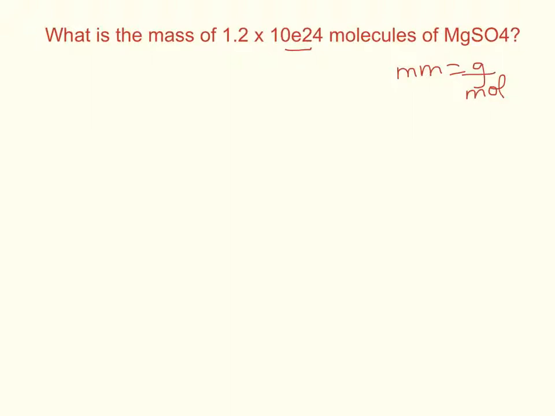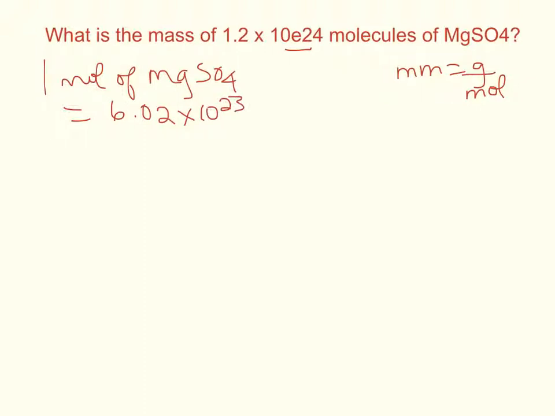There are a few things that we need to know about this question, or can pull from the question. The first thing that we need to remember is that 1 mole of magnesium sulfate is equal to 6.02 times 10 to the 23 particles, or molecules. That is a constant that we need to be aware of.